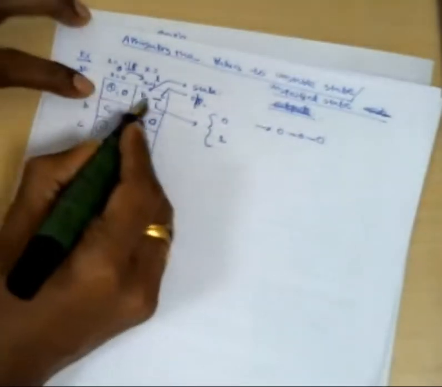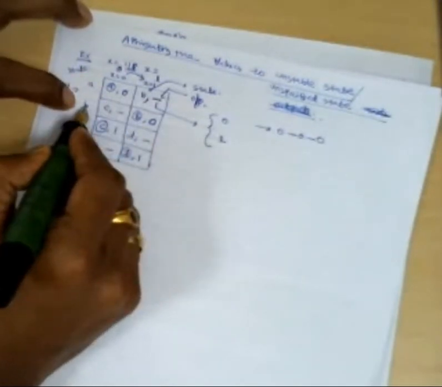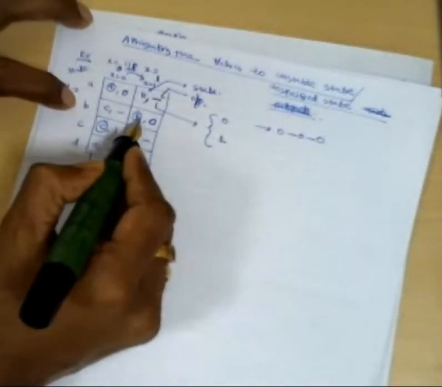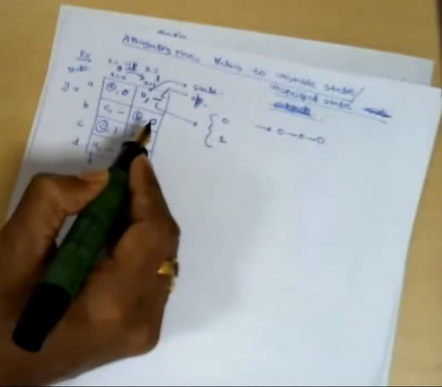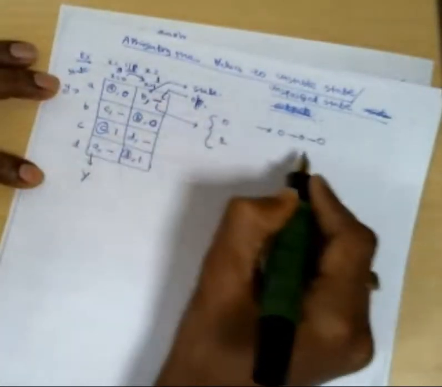So this is called the transition time. A to B, then that B. That time is called the transition time. So 0, 0. So this one should be assigned 0. In case you assign 1, what will happen?